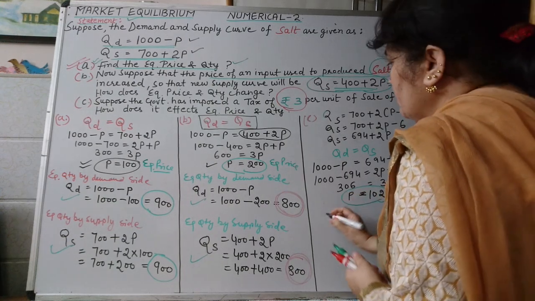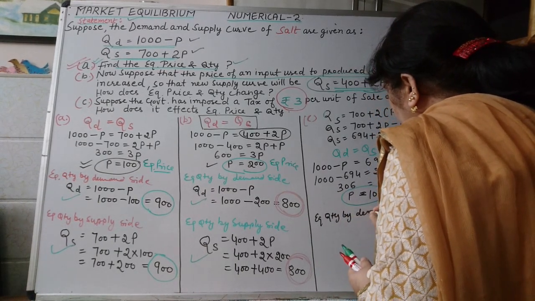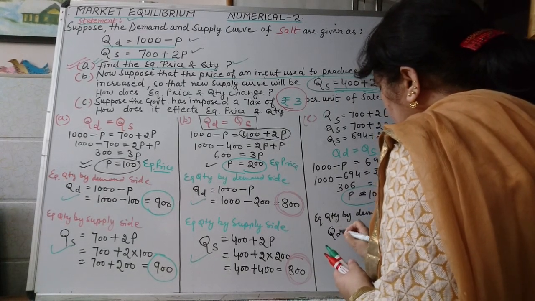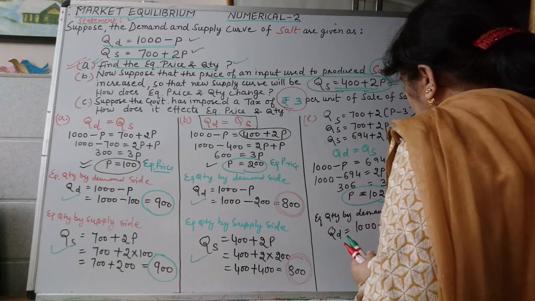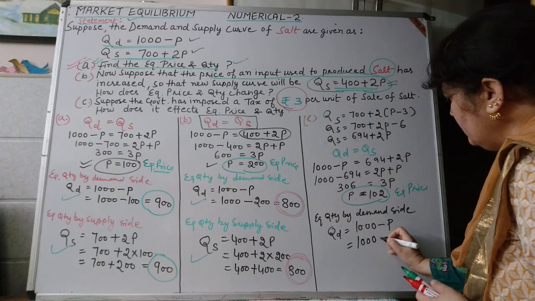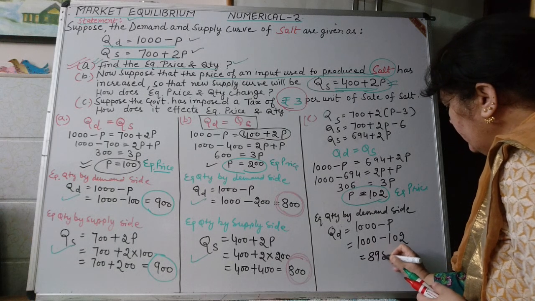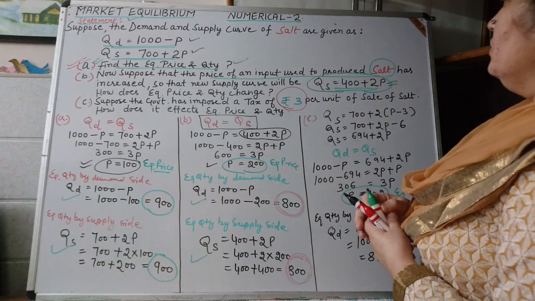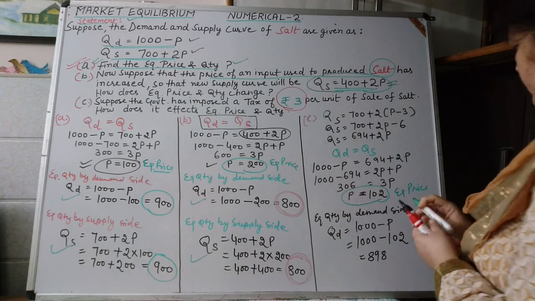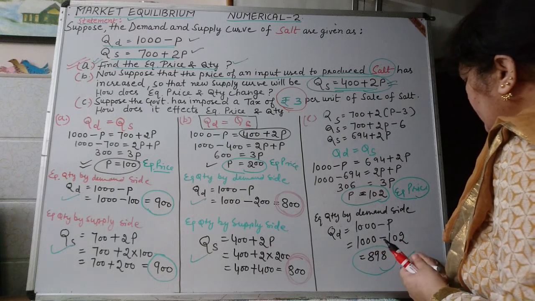Now the equilibrium quantity by the demand side. QD is equal to 1000 minus P. Now by putting the value of P in this equation, we get 1000 minus 102 is equal to 898. So he is asking how it affects the equilibrium price and quantity. So the equilibrium price will be 102 and the equilibrium quantity will be 898.